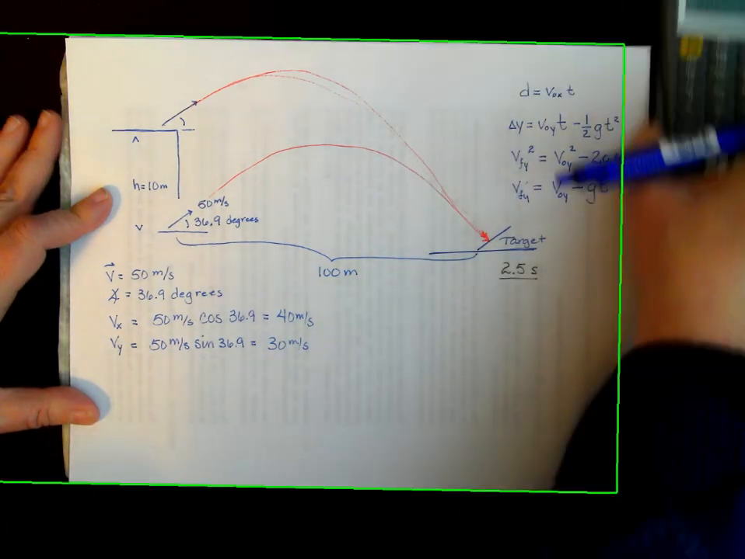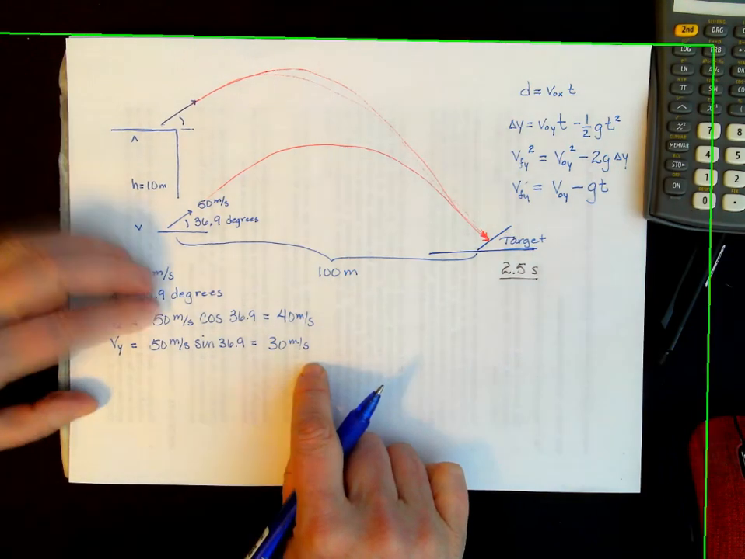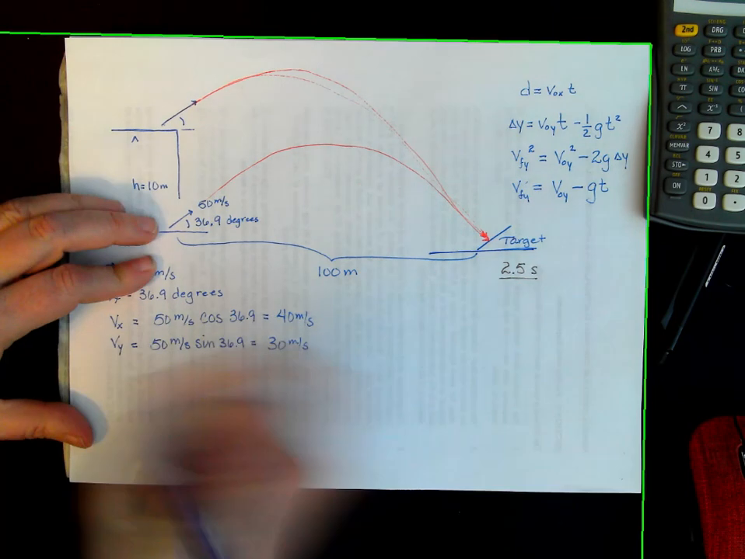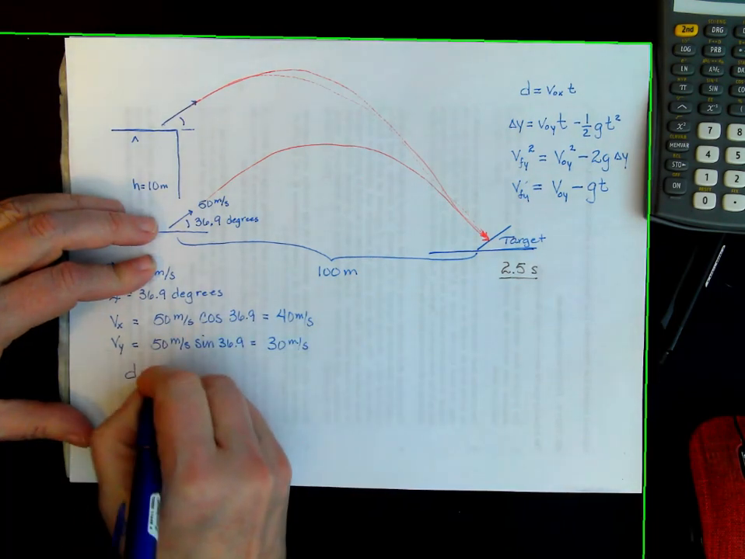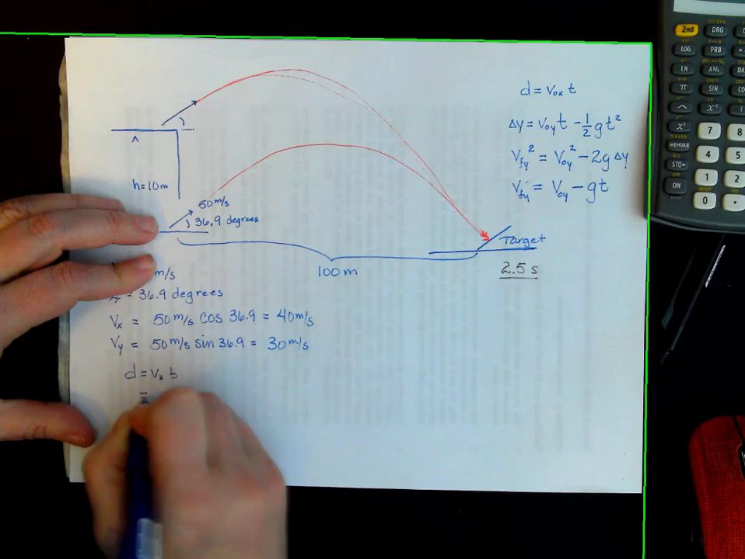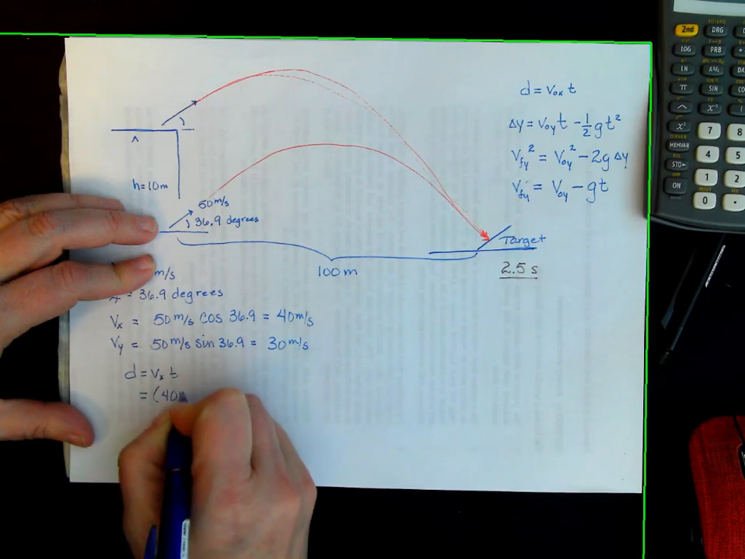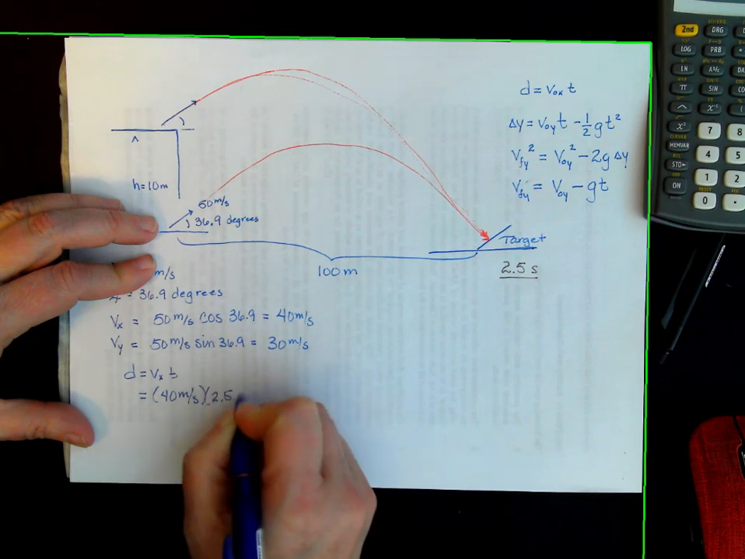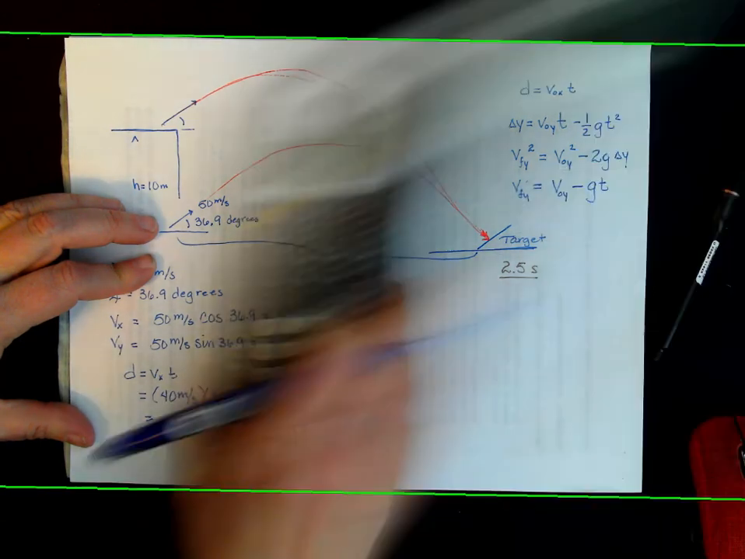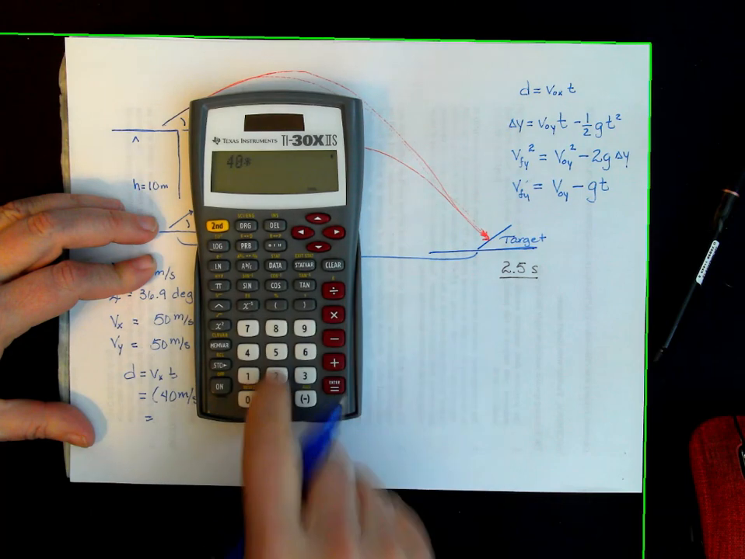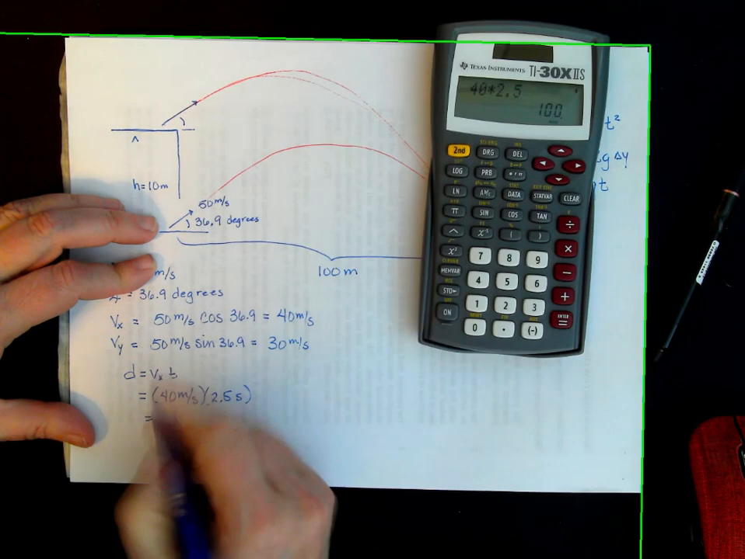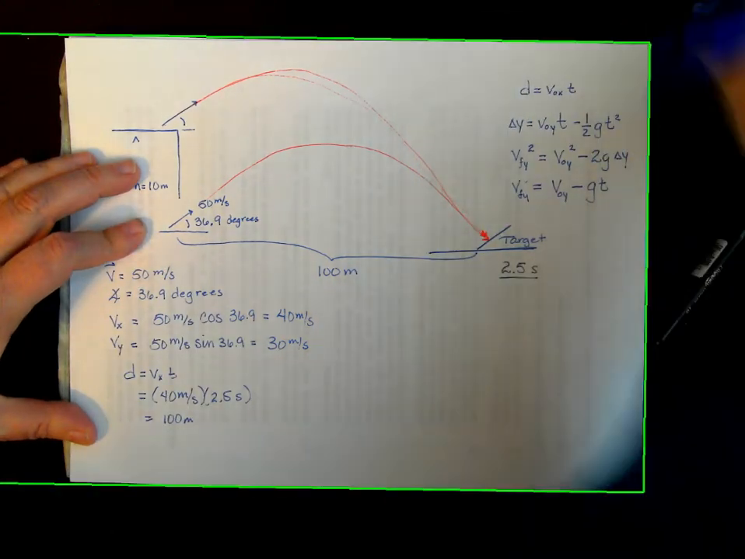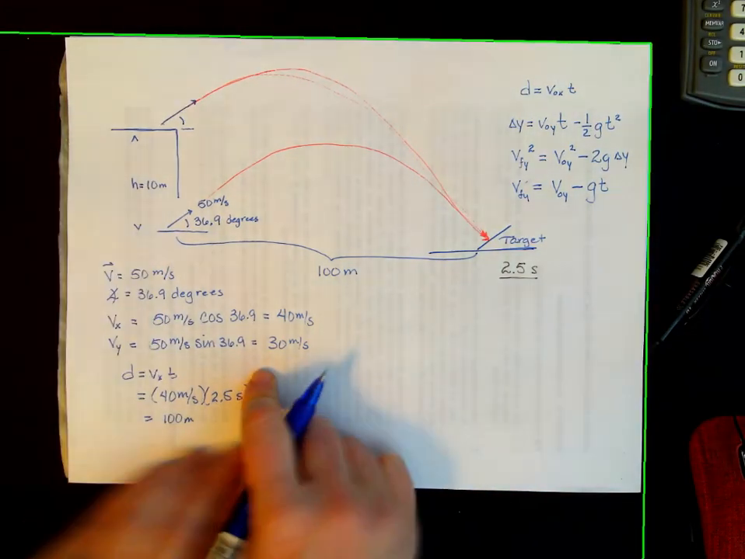So this gives me the information that I have, and let's verify that we can do the distance and the time. The distance is going to equal our Vx times time. Our velocity is 40 meters per second, our time is 2.5 seconds, and when I multiply 40 times 2.5, I get 100 meters. So we've validated that we've done everything right here.